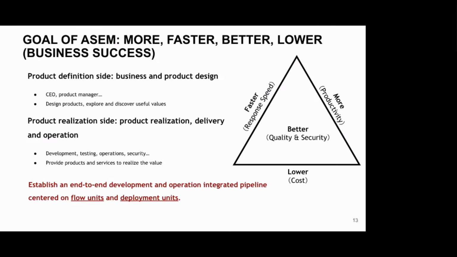So this is the goal of the ASEM. Faster means responding faster to changing requirements, and we need to improve our productivity. But we do not want to work overtime to write more code or do more requirements. In the ASEM, or in DevOps, why can we do more? Because we leave the user's requirement aside and use the automation way, so the developer, the programmer, can have more time to do useful things.